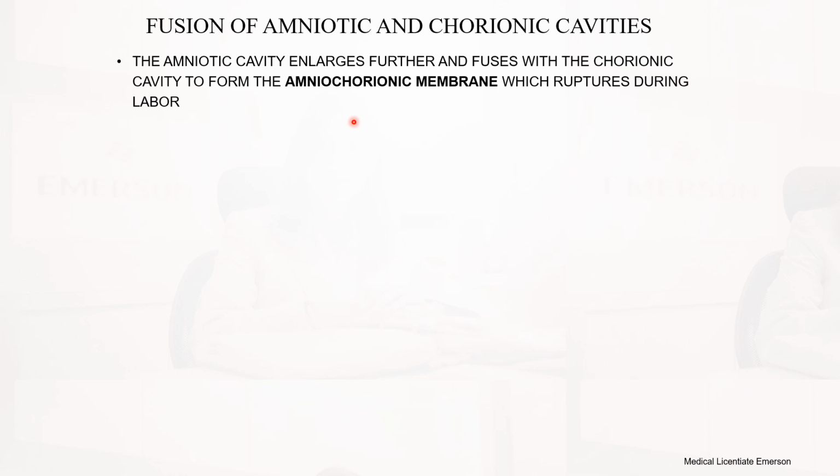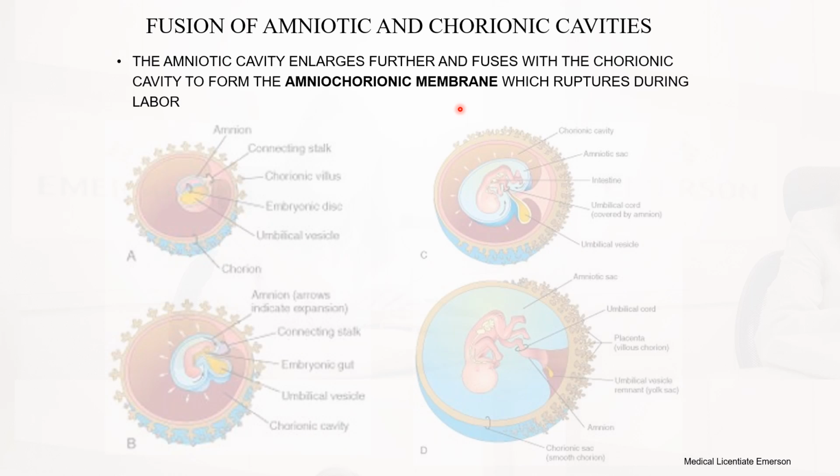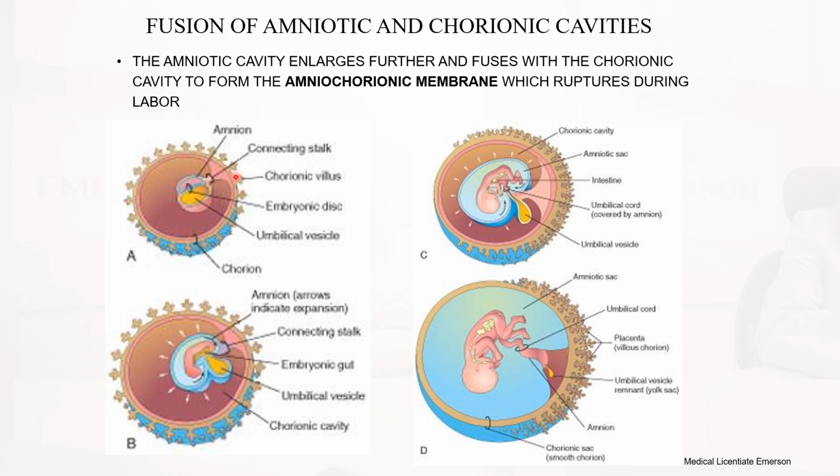Then let's talk about the fusion of the amniotic and the chorionic cavity. We said that the amniotic cavity enlarges further and fuses with the chorionic cavity to form the amniochorionic membrane, which ruptures during labor. And we have established what the amniotic membrane actually looks like. This is also one of the important things that happens during labor, because it is one of the hallmarks we use to determine how labor is going to progress. This is indeed very important to understand in embryology, how the amniochorionic membrane is formed.